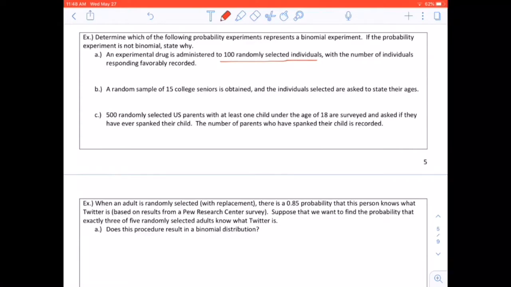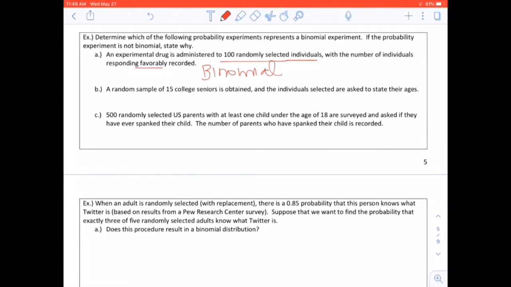We also need to see if there's two outcomes, and those outcomes need to be mutually exclusive. So it says either favorably is how they are responding to this, or the other would be unfavorably. And we would assume that since these are people, they would have the same probability of dealing with this drug. So this is an example of a binomial random variable.